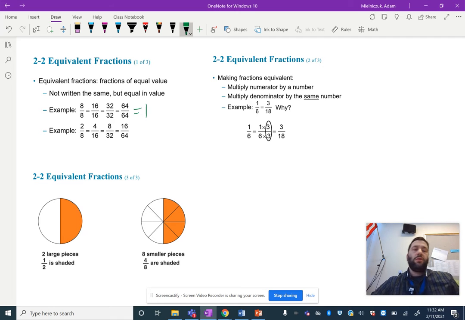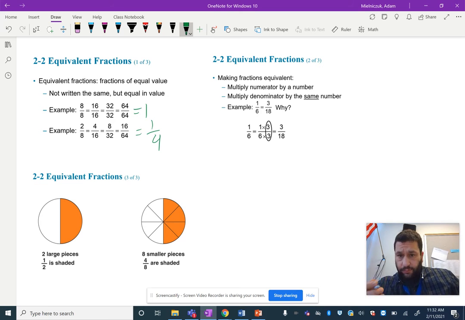2 over 4, or 2 out of 8 parts is the same as 4 out of 16 parts, which is the same as 8 out of 32 parts, which is the same as 16 out of 64 parts, because when simplified, they're all 1 out of 4 parts.